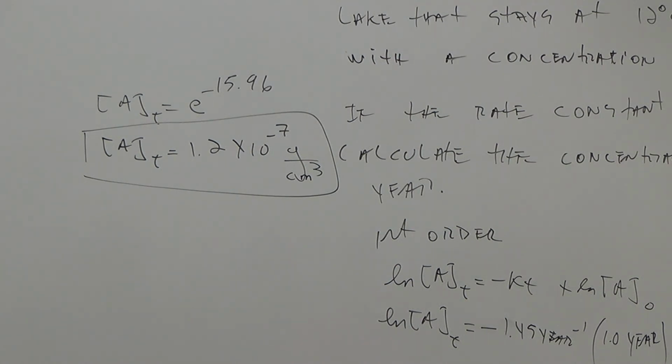If this were second order, what would be different about this? The equation would be different, and that's it. Of course, the units on the rate constant are different too.